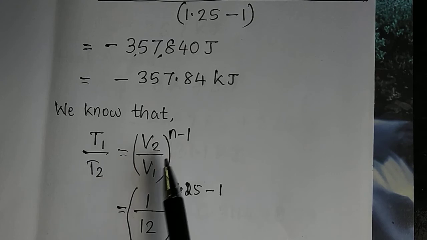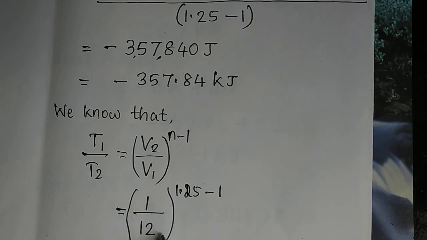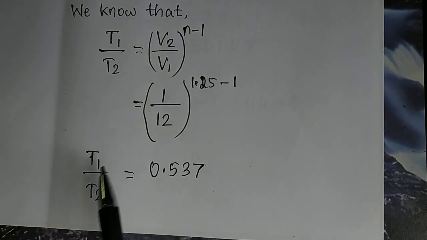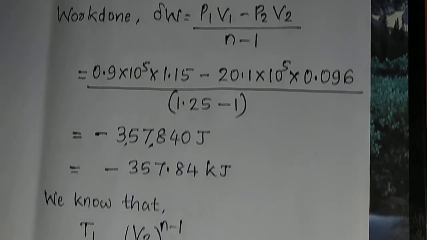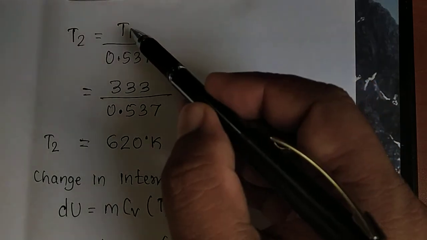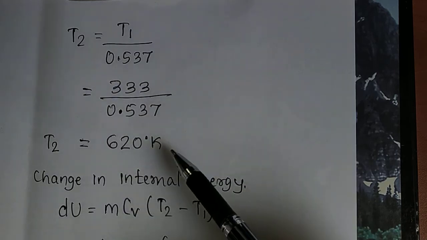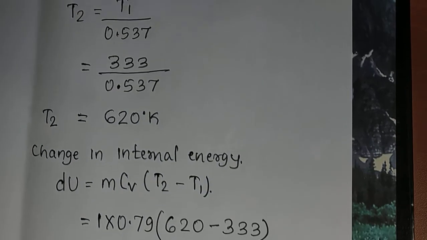Then take one more relation, that is temperature and volume for the polytropic process: T1 by T2 is equal to V2 by V1 to the power n minus 1. V2 by V1 is 1 by 12 and n is 1.25. Upon substituting and calculating, you will get T1 by T2 equal to 0.537. Then find out the value of T2. T2 will be equal to T1, which is known, 337, and the ratio you have got, 0.537. So you will get the value of T2 as 620 degrees Kelvin.